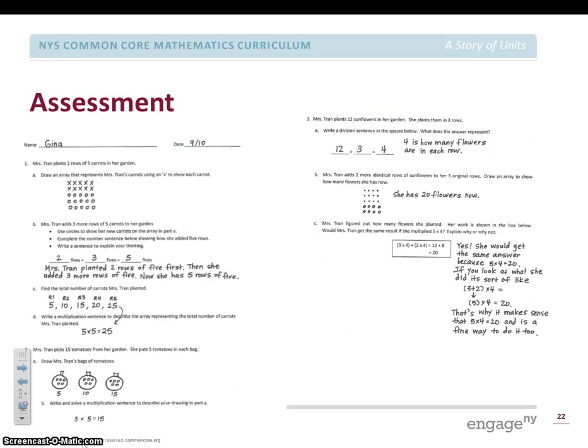The module, of course, ends with an assessment, 2 or 3 pages, and in this case, you can see these problems progressively get more difficult, but they do tend to have words with white space with lots of writing and explanations.